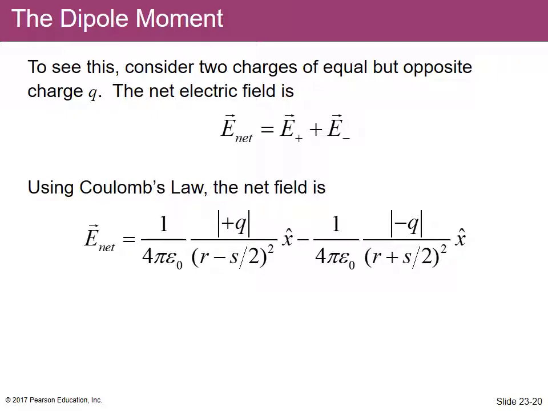To see where this comes from, consider two charges of equal but opposite charge Q. The net electric field is the vector sum of the electric field due to the positive and negative charges. Using Coulomb's law, the net field is shown.